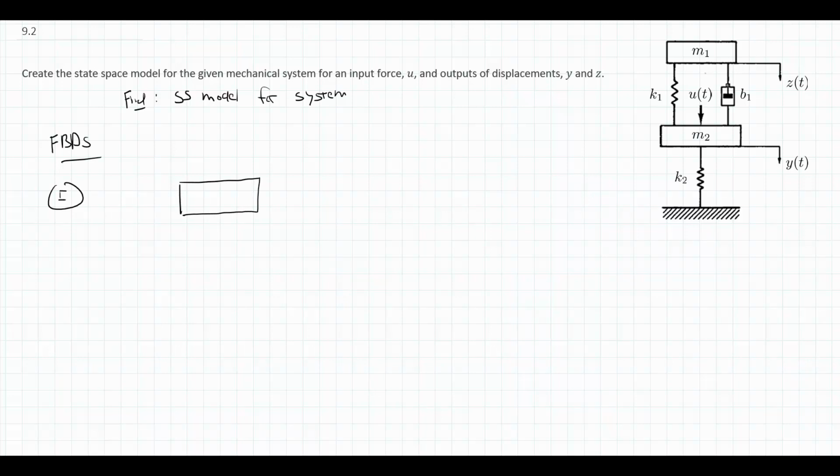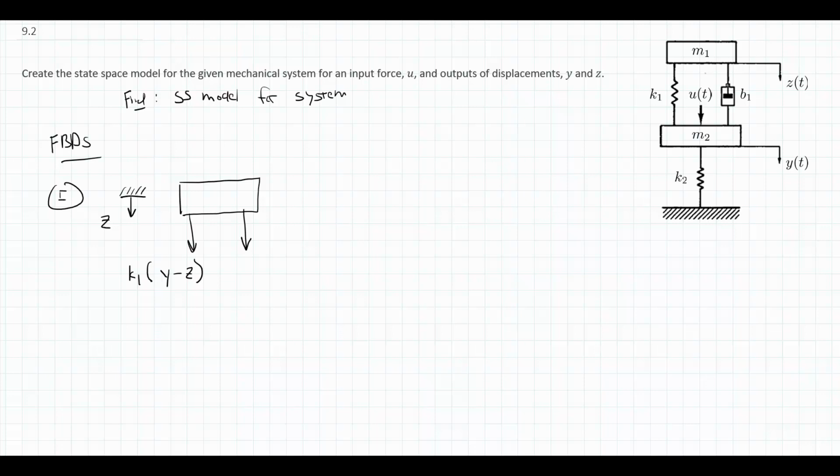So on M1, I will have two forces acting on it. I will have the force from the spring, K1, and from the damper, B1. And that's the only forces acting on this. So from the spring, I will have the spring constant K1 times, now again, sticking with the given coordinate system z positive down, that spring K1 will be put into tension anytime y is positive or z is negative. So K1 times quantity y minus z will be the force in that spring.